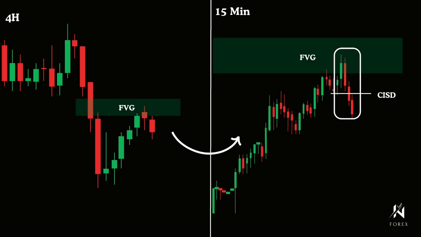Without the higher time frame context, the CISD could appear in a random or weak area, reducing its effectiveness and the overall probability of a successful trade. Checkmark rule number 2.